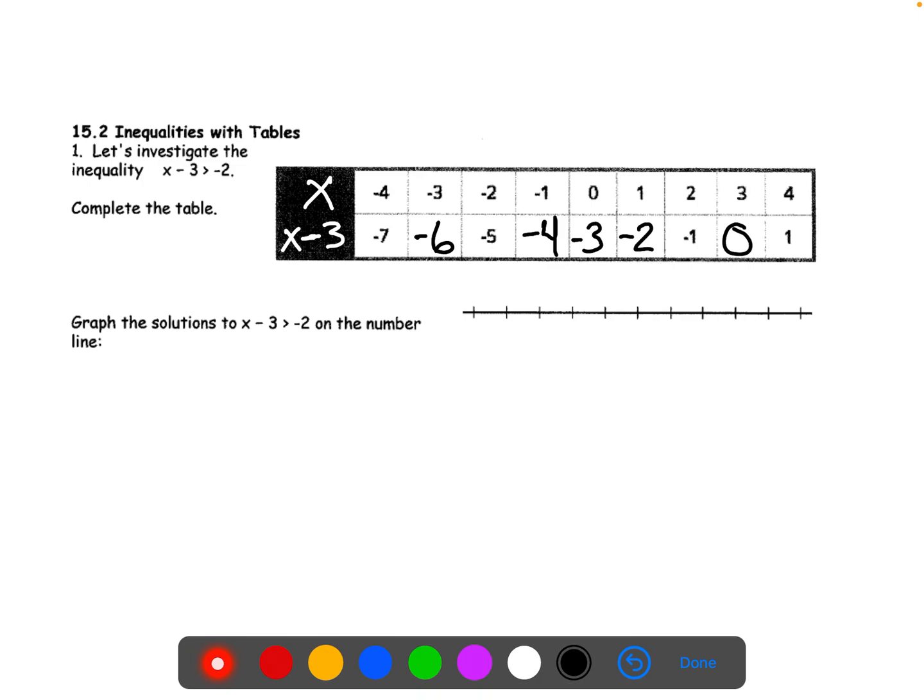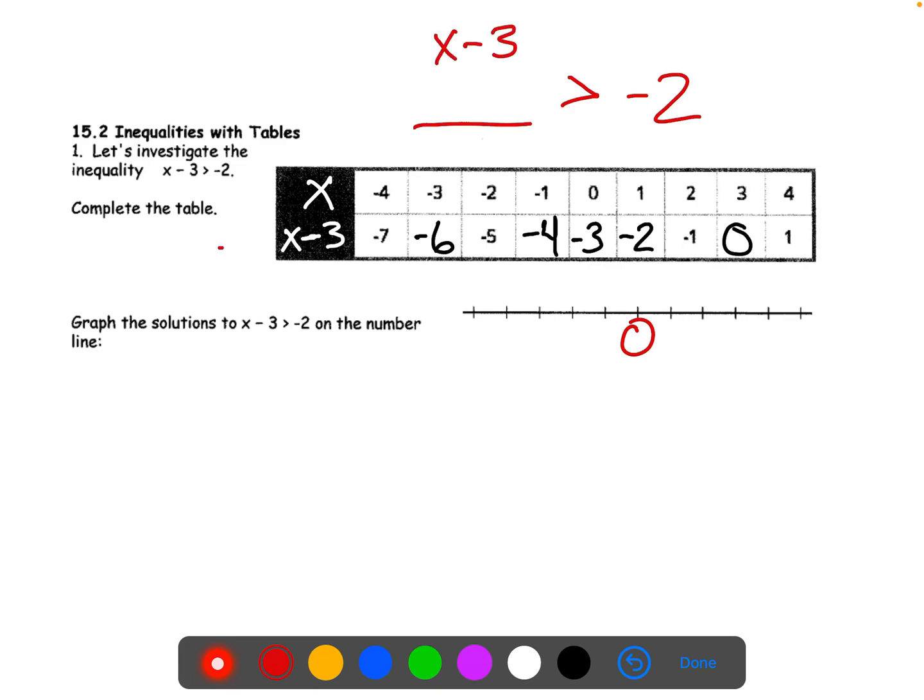All right, and now that we've completed the table, that we know what each of these x values do in the inequality here when we take 3 away from it, what we need to determine now is graphing the solution to this inequality here on the number line. Okay, now traditionally we would put 0 here in the middle. Now, for the inequality to be true, let me write this out here, the left side of the inequality must be greater than negative 2. Now remember, the x side of the inequality is x minus 3.